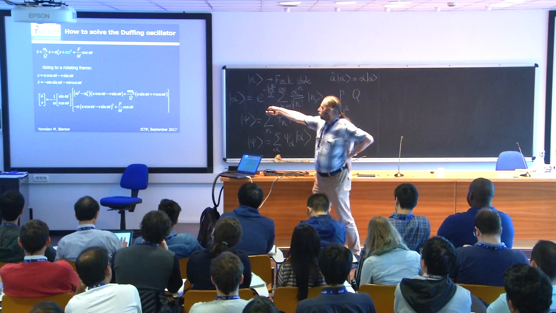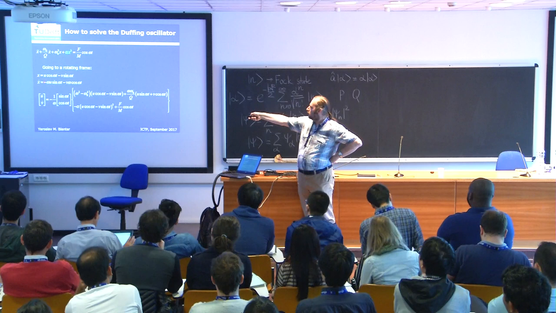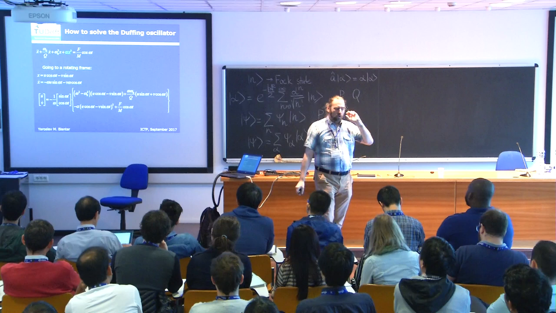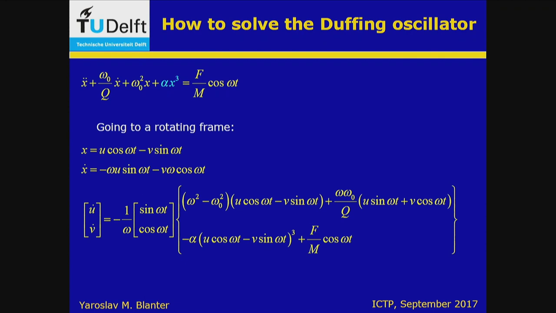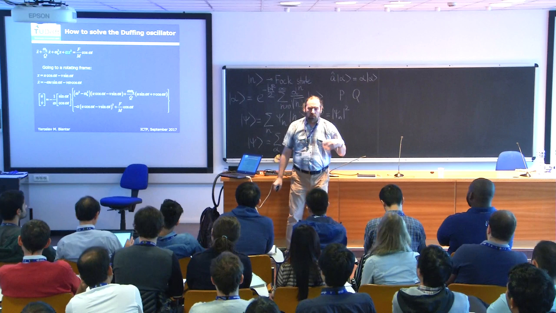Right, so we start with this equation. First thing we do, we go to a rotating frame. I'm using slightly different notations, but I hope it's okay. Instead of coordinate and velocity or coordinate and momentum, we define these new things, u and v. Now we are driving the oscillator with the frequency omega, so we expect that the oscillator responds at the frequency omega, or maybe close to omega. And because of that, that's exactly a rotating frame. It means that those u and v are time independent or very weakly time dependent. That's a scale separation.